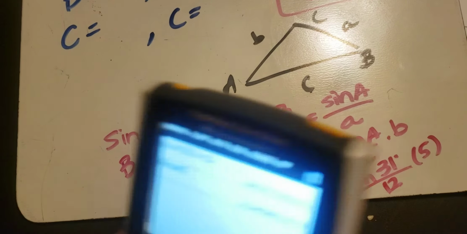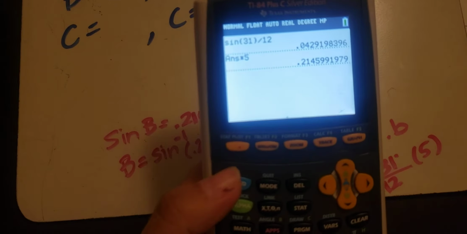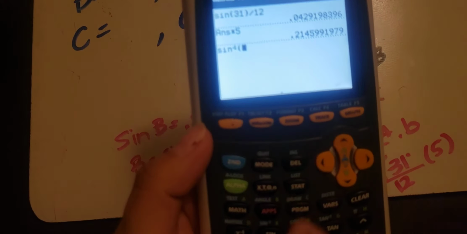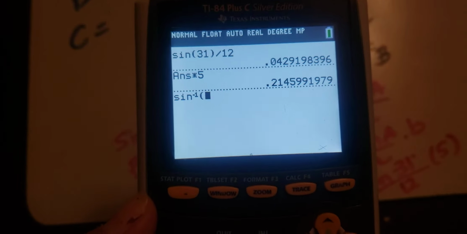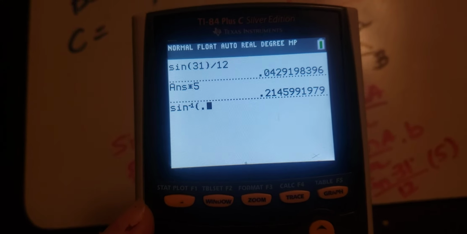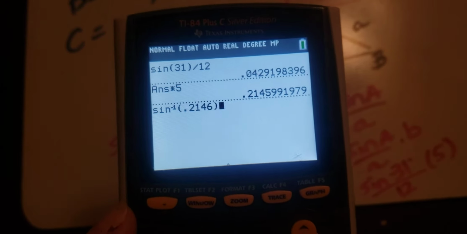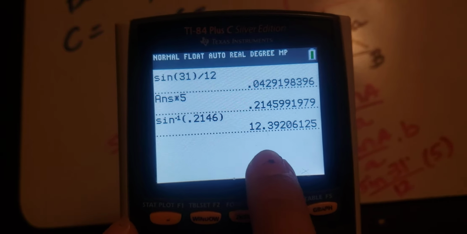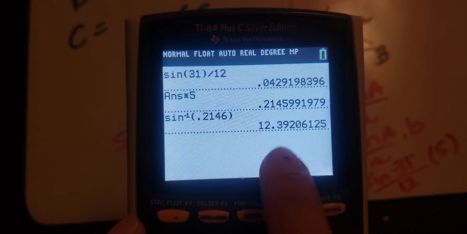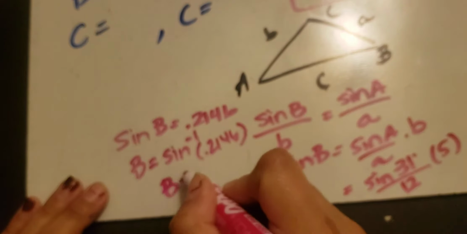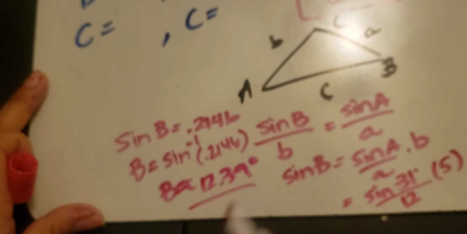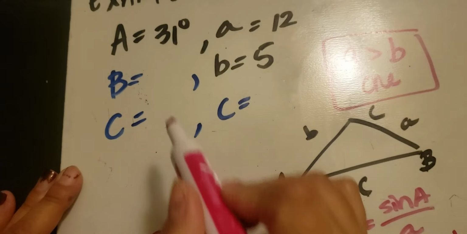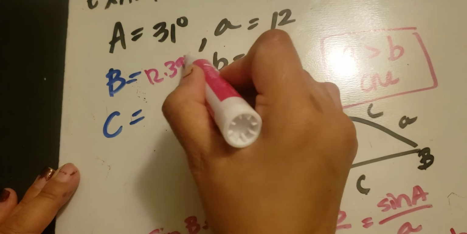Okay. And now you can just plug that in your calculator. So second and sine inverse, because you want to use the inverse. Okay. So second and sine, and then that's going to be 0.2146. Okay. And that's going to give me 12.39. And that's degrees because that's an angle. So B is approximately 12.39 degrees. And so now I'm going to have that over here. So this is 12.39 degrees.